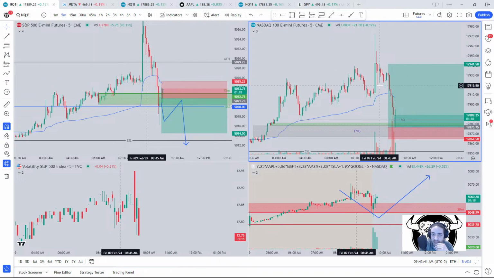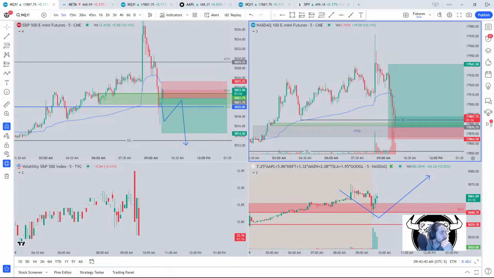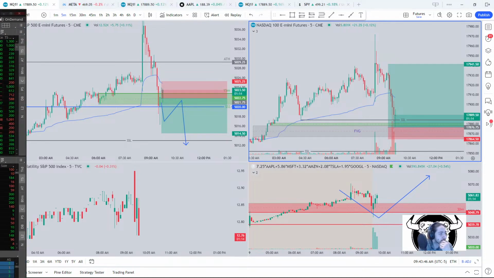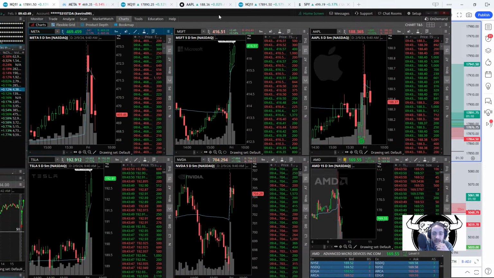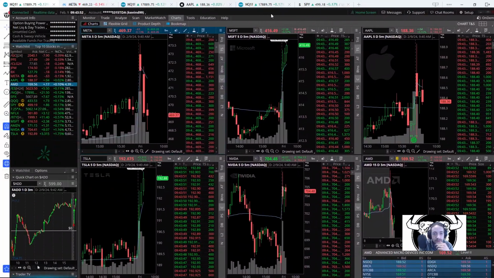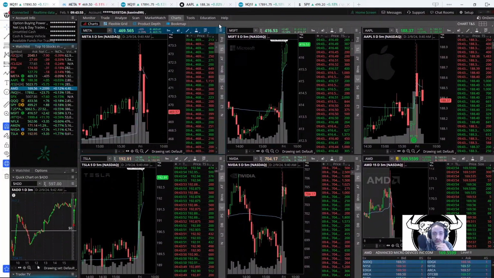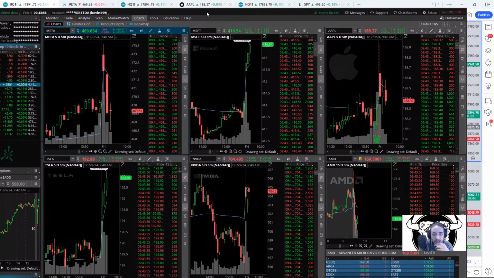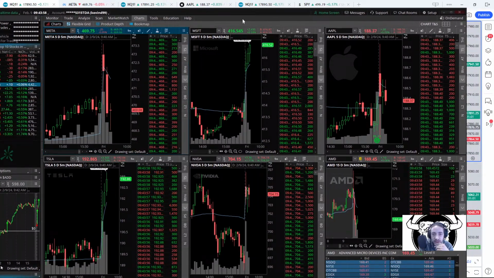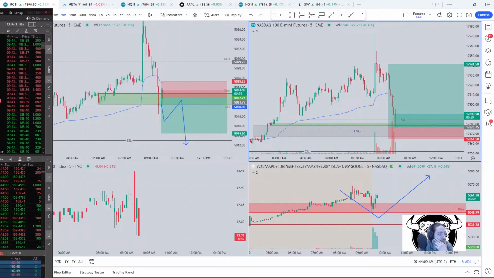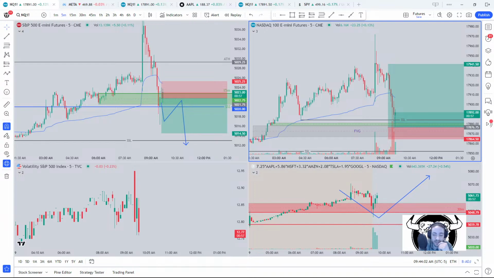There we go, ES. I like that ES move. Really want to see the NASDAQ pull that off too. Meta made a new low of the day. Microsoft new high of the day. Weighted indices a lot more green than red at the moment. Look at that push on Microsoft. Look at Meta, catching some bids. Let's go, let's go. Tesla new high of the day as well. Really need these indices to start pushing together.